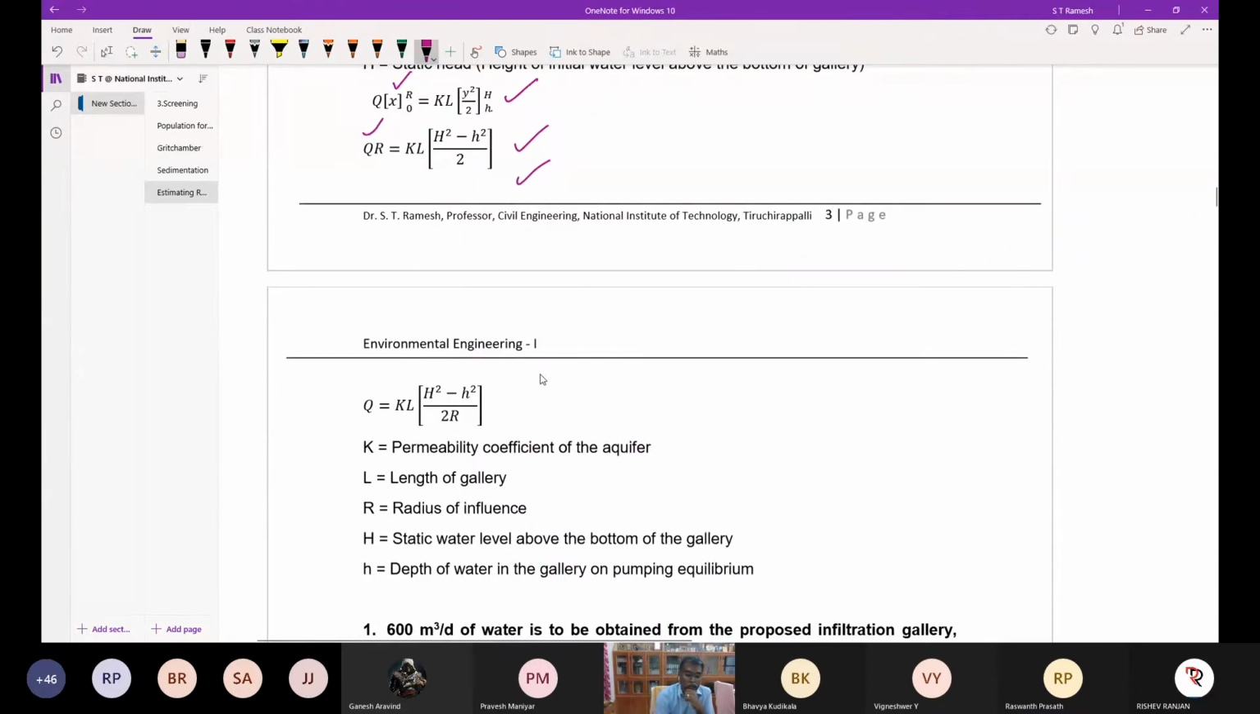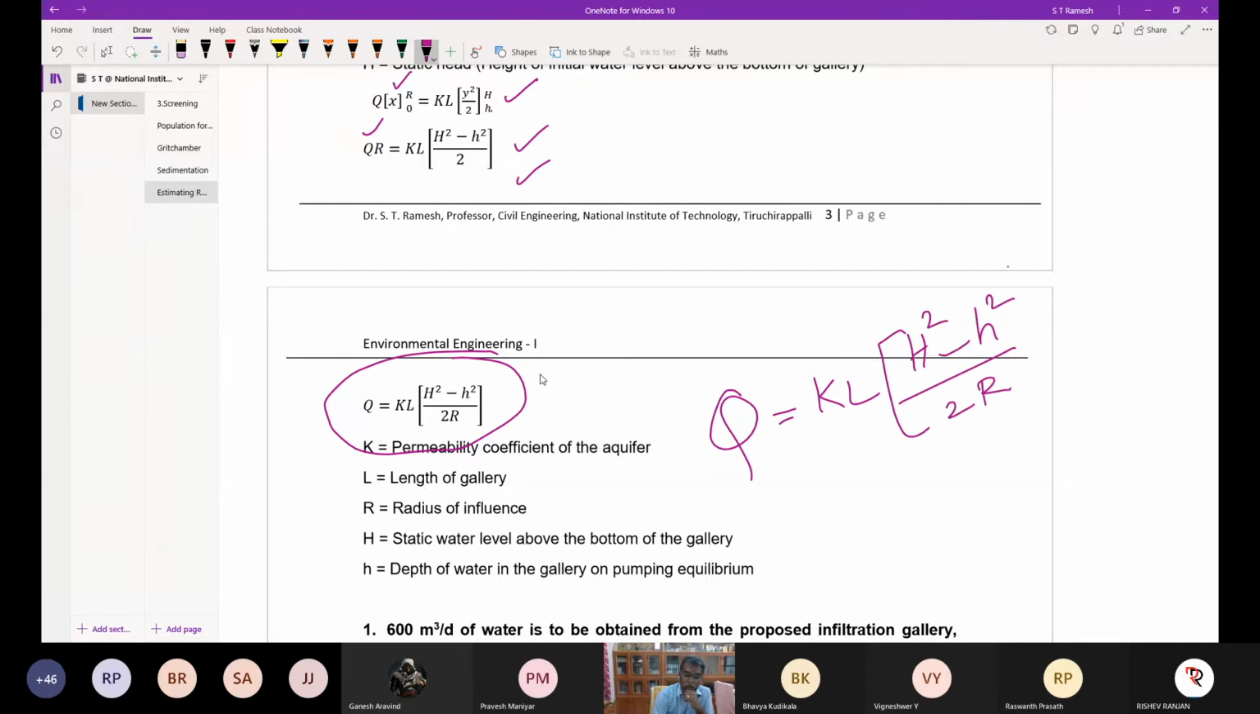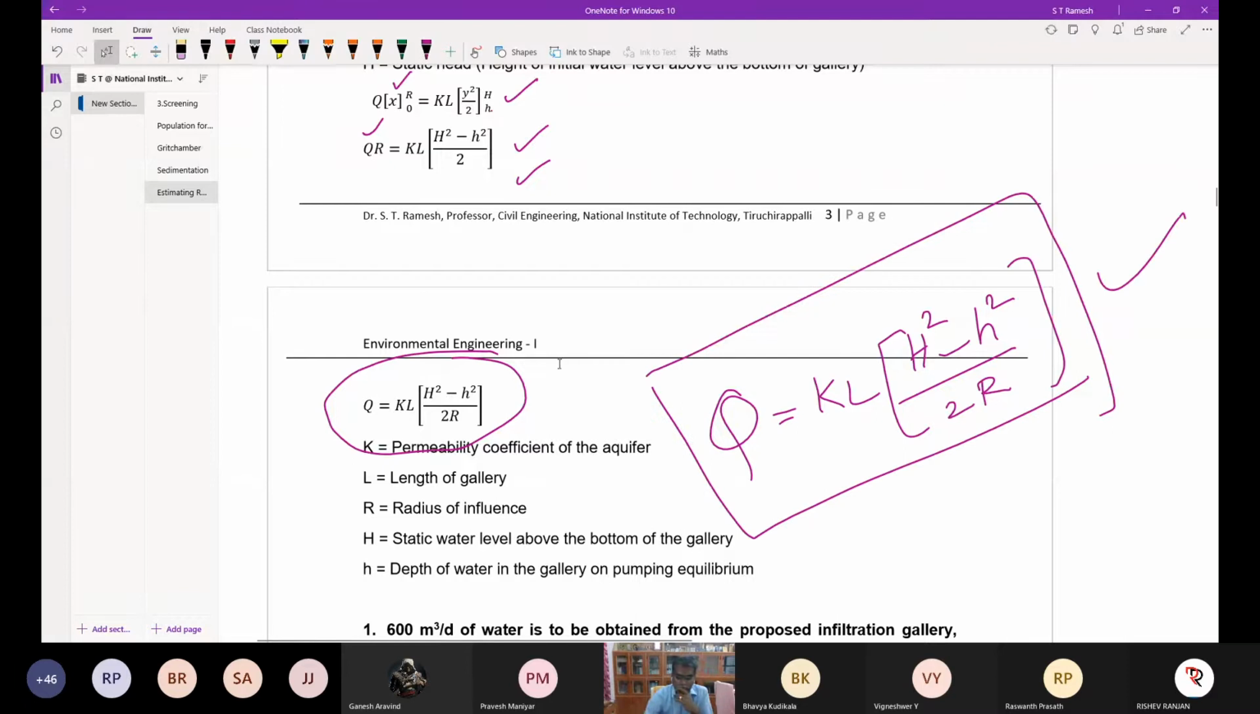So Q is equal to K into L into H square minus small h square, divided by 2 into r. This equation can be used to calculate the discharge in the infiltration gallery, where K is the permeability coefficient of the aquifer, L is the length of the gallery, r is the radius of influence, H is the static water level above the bottom of the gallery, and small h is the depth of water in the gallery on pumping equilibrium.